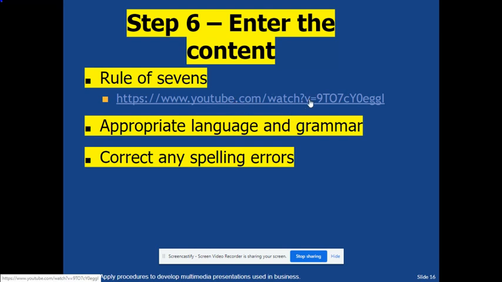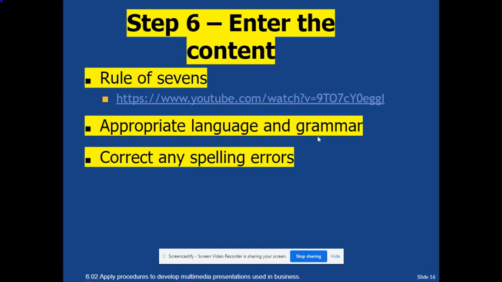But basically, the rule of sevens is when you're thinking about creating a slide, no more than 7 words per line and no more than 7 lines per slide. It just makes it a little bit easier for you to take in the information if it's chunked up. So take a look at that video when you get a chance.